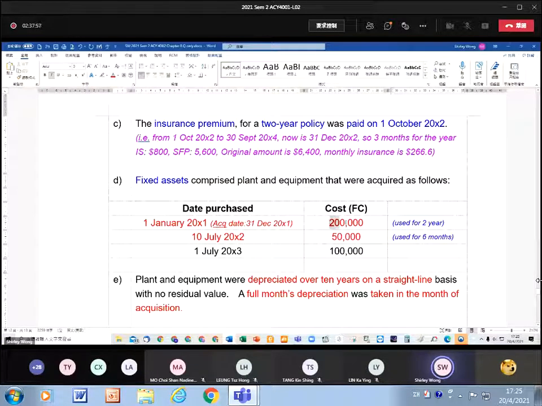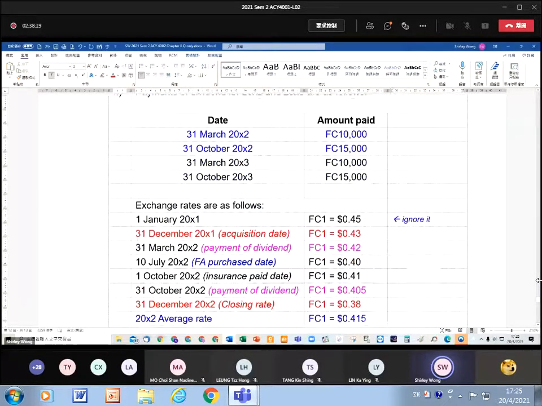This is an old equipment or old fixed asset. This old fixed asset was purchased on 1st of January 2001. Now it's December 2002, so it has already been used for 2 years. However, our acquisition day is 31st of December, so you can calculate the depreciation for the full 2 years. However, when you use the exchange rate, you cannot use this.